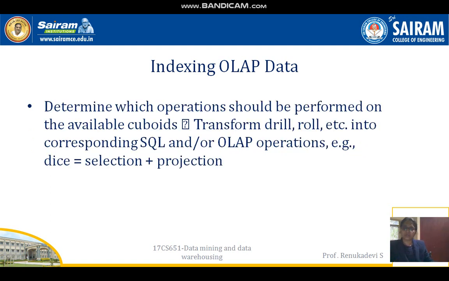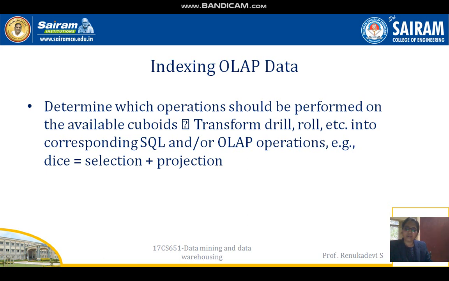Move on to the next slide. Before discussing the efficiency of processing OLAP queries, we first determine which operations should be performed on the available cuboids, such as transform, drill, and roll, into the corresponding SQL. For example, dice is equal to selection plus projection. Next, we determine which materialized cuboids should be selected for OLAP. Let the query to be processed be on brand and province or state, with the condition year, and there are 4 materialized cuboids available, with respect to year, month and city.